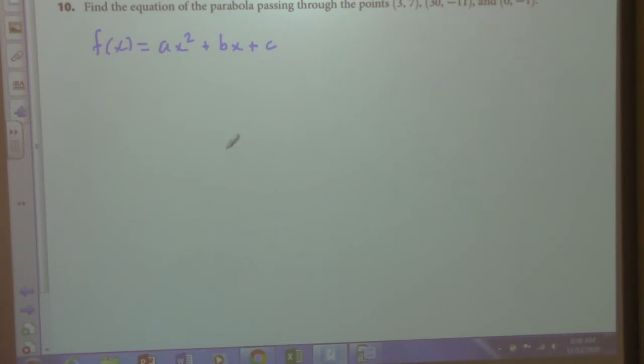Okay, so let's see. Can anybody get me started on this one? What's A? We don't know. A is one of the unknowns we have to solve. So we have to find the unknowns A, B, and C. So 7 equals A times 3 squared plus B times 3 plus C. And so now we have 7 equals 9A plus 3B plus C.